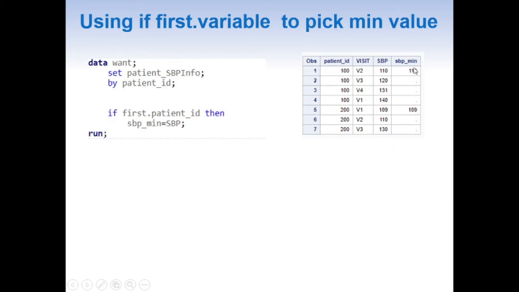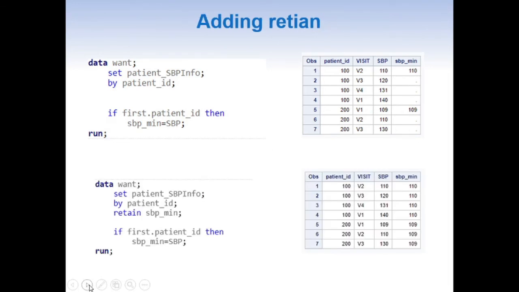Now that we are able to capture the minimum values, all we need to do is retain these values for the whole of the group, and then we can do our subtraction. Now let us see how we can do that. We can do that simply by using a retain statement, and these values are retained as shown in here. Now let us see how this whole thing works.